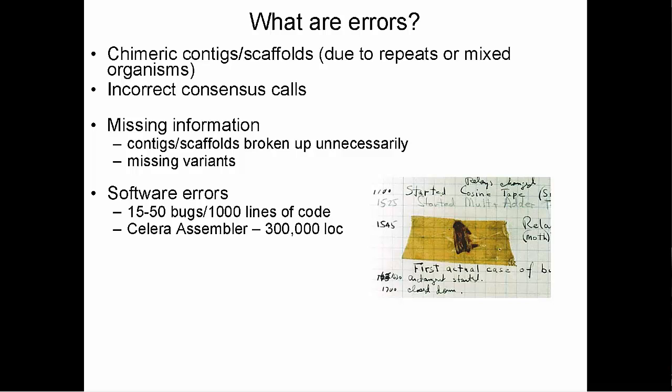The picture on the screen shows the first computer bug, which was an actual bug that Grace Hopper found in 1947 in a relay of one of the early computers. Software engineers largely agree that most software contains between 15 and 50 bugs per thousand lines of code, extrapolating to thousands of possible software bugs in typical assembly software.